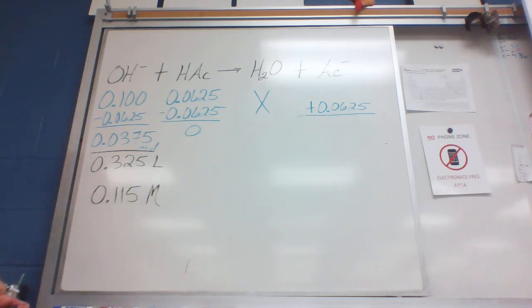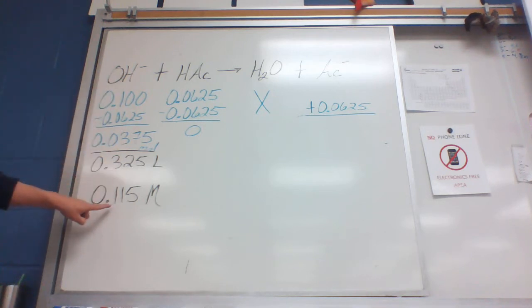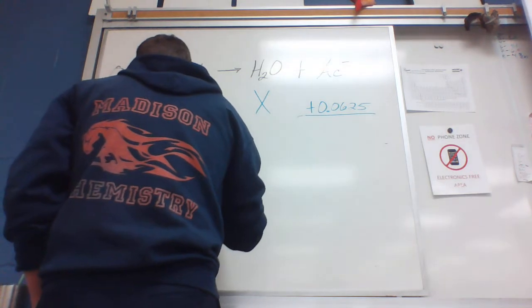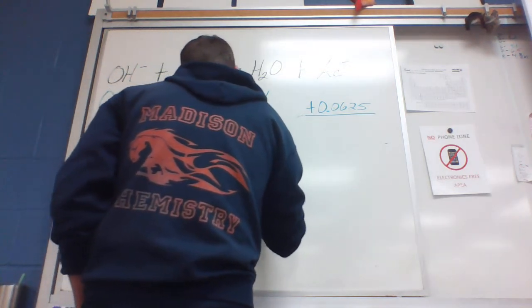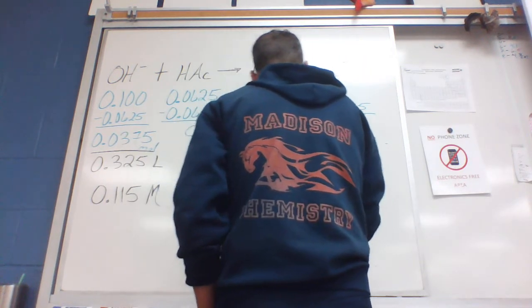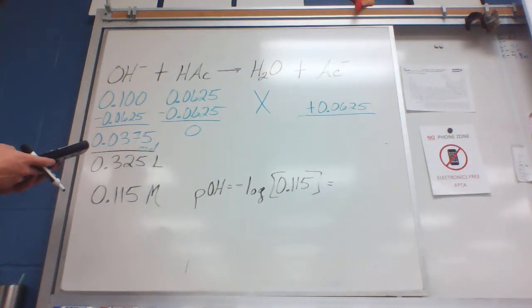There's a molarity. And the pH of a strong base is just negative log. So this is the concentration of OH. So the pOH will equal the negative log of 0.115. So negative log of 0.115, I'm going to end up to 3 sig figs with 0.939.